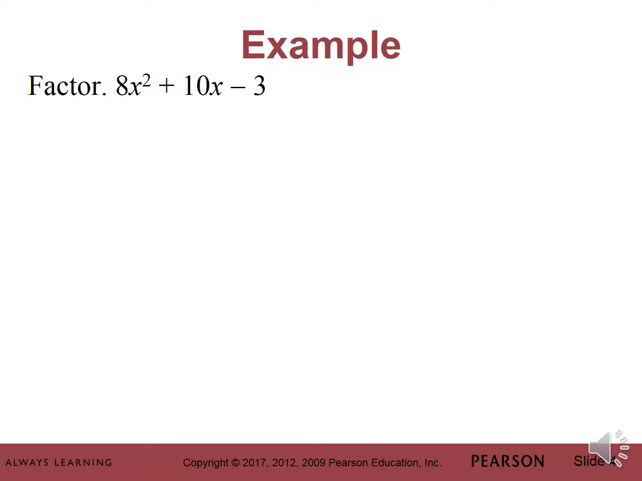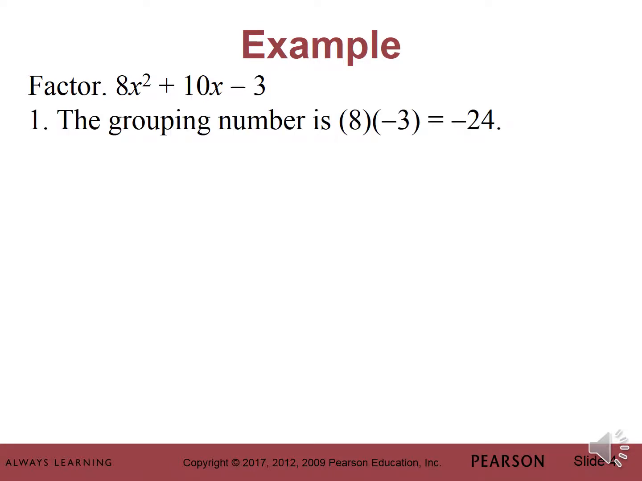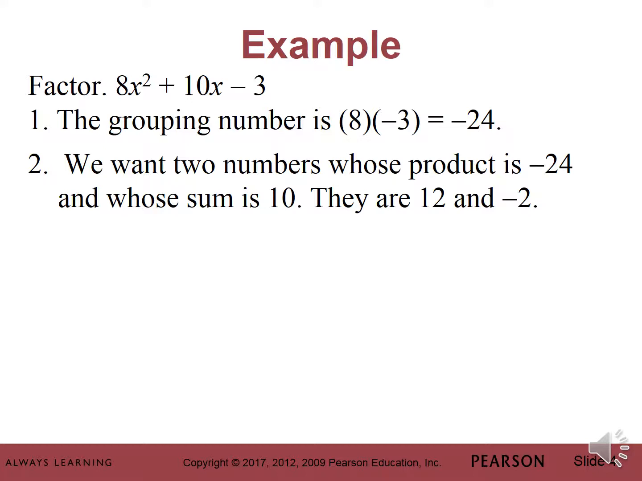Factor 8x squared plus 10x minus 3. AC is negative 24. Now this has a lot of factors. I mean, it could be 1 times 24, could be 2 times 12, could be 3 times 8, could be 4 times 6. But actually it's this one, the 12 and the negative 2.